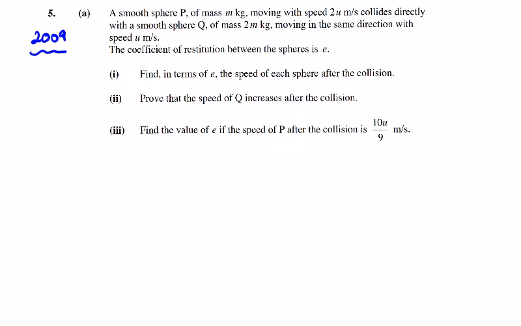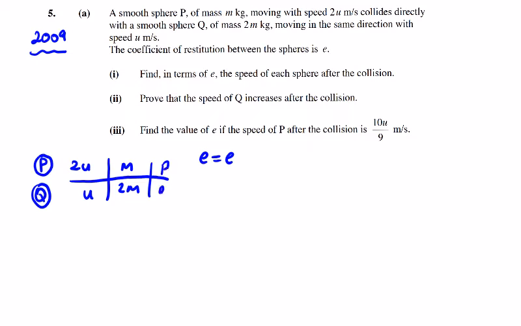2009 Impact and Collisions. We have a smooth sphere, P, mass m, moving with speed 2u. It collides directly with smooth sphere Q, moving in the same direction with mass 2m with speed u. The coefficient of restitution is e, and we'll let p and q equal the speeds afterwards.